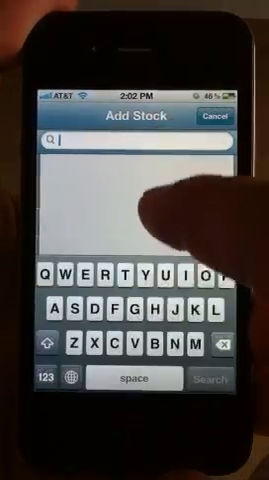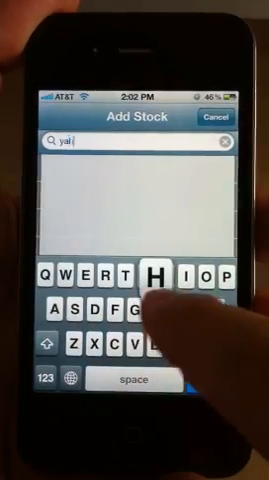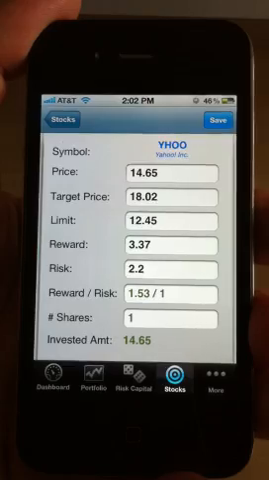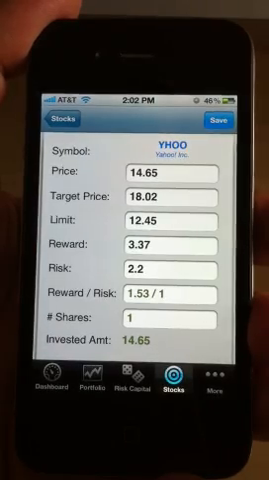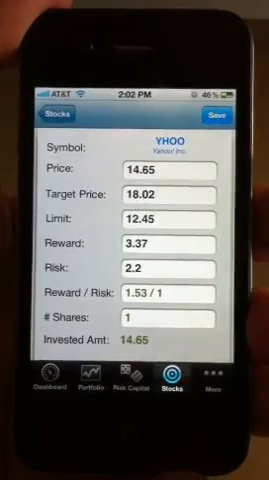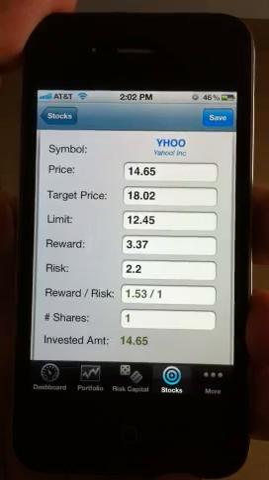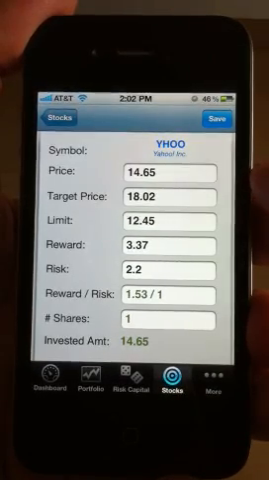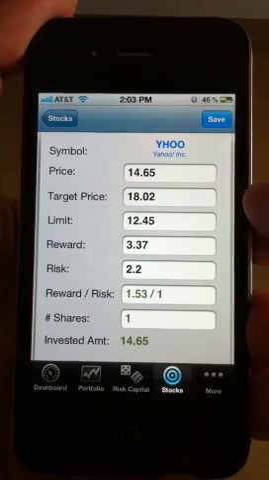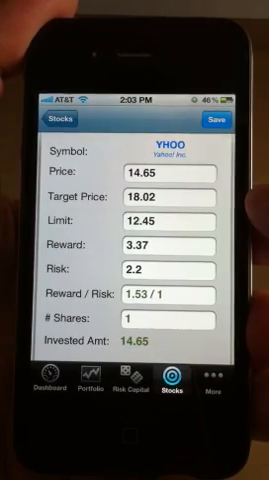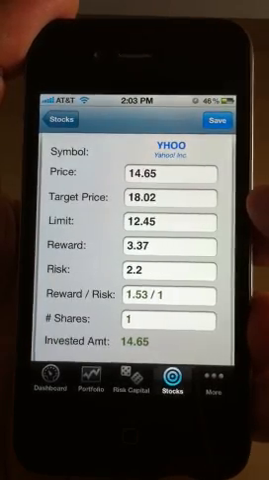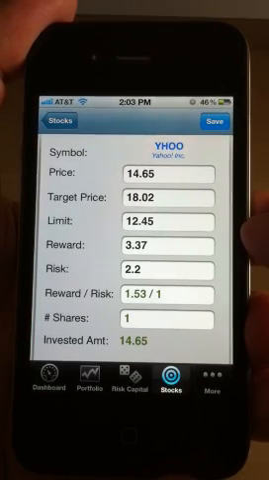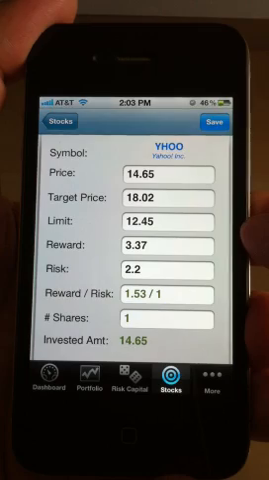If we want to add, let's say, Yahoo to our portfolio, we search for the stock, we find it, and we get to the Yahoo details. All of this data is retrieved from the Yahoo Financial Services. What we get here is that the current price is $14.65. The 1-year target price is $18.02, and that is the 1-year target set by the analyst. The 1-year low, or 52-week low, in this case was $12.45.